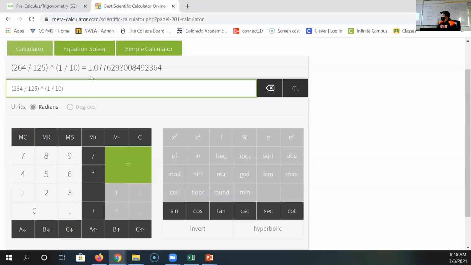At this point I get 1.0776. Now I'm going to subtract 1 at the end of it, and you can see I'm left with 0.0776. Rounding, so my r value is equal to 0.0776.